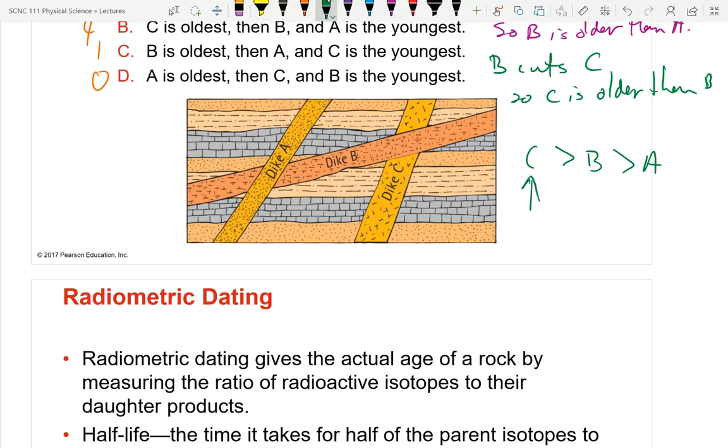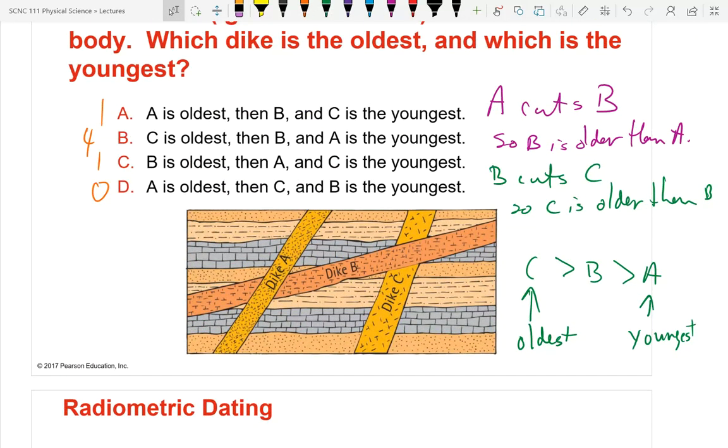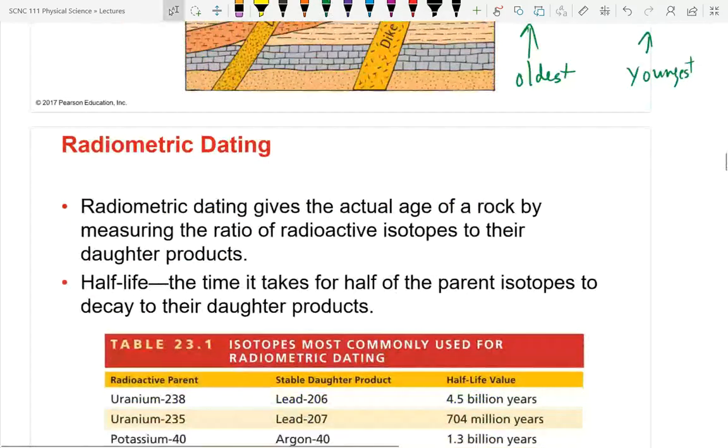So C is the oldest and A is the youngest. So C is the oldest, then B, then A is the youngest was indeed the correct answer. So it wasn't a significant logical problem, but you had to think through just the basic principles.